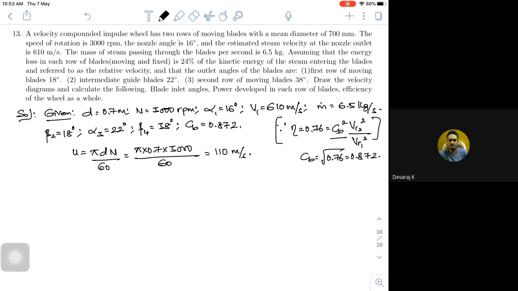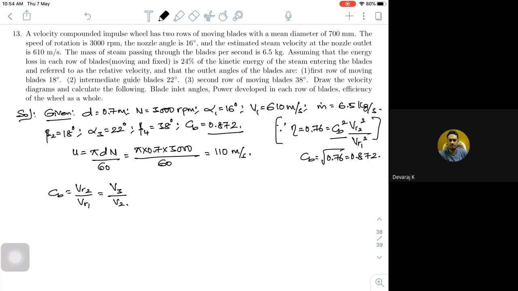And the CB they have given, this CB value is the same for all of them. So your CB is equal to VR2 by VR1 for one row. Then you have your next stage, that is V3 by V2. Even in the first stage and the second stage, it is the same.